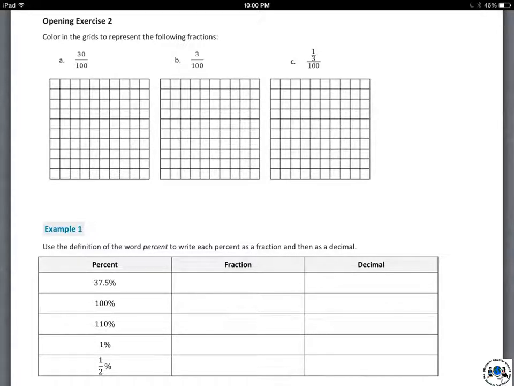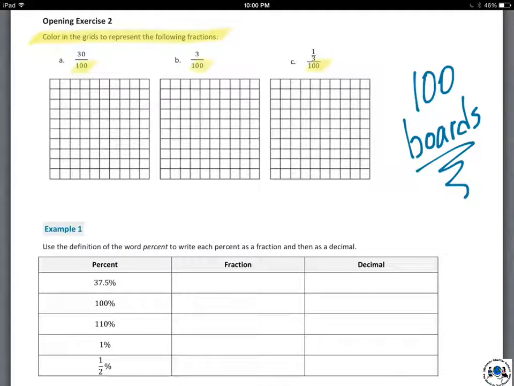Okay, so let's see how you did. All right, so again, color in the grids to represent the following fractions. And you'll notice something which is really important. These are all 100 boards, okay? And what a 100 board is really good at is representing percentages, because percent, as we'll talk about later, and probably many more times, means per 100. Per 100. Always think of that. So each one of these fractions very kindly has 100 as its denominator.